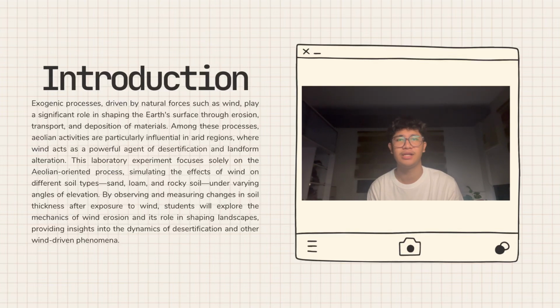and landform alteration. This laboratory experiment focuses solely on the aeolian-oriented process, simulating the effects of wind on different soil types, which include sand, loam, and rocky soil, under varying angles of elevation. By observing and measuring changes in soil thickness after exposure to wind, the students will explore the mechanics of wind erosion and its role in shaping landscapes, therefore providing insights into the dynamics of desertification and other wind-driven phenomena.